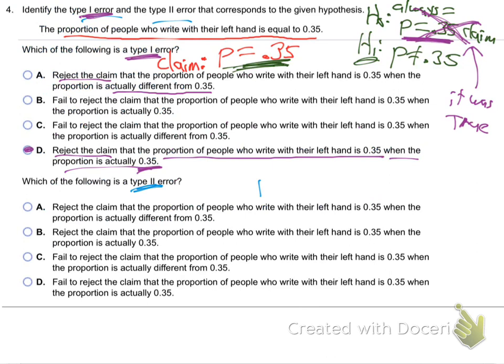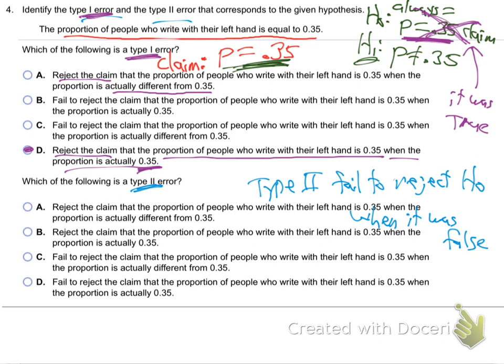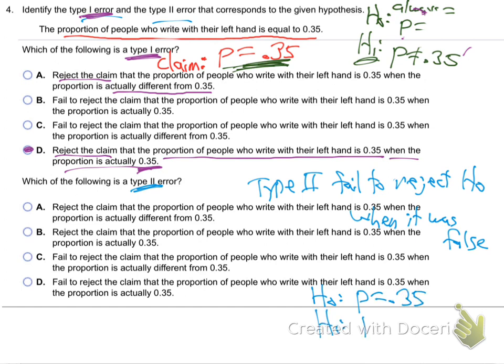So type 2: fail to reject the null when it was false. So in that case then, let me put this back the way it was. Well, here, I can just do it down here. We have the H0, P equals 0.35. The H1, P not equal to 0.35. So the null is always that first one. So we fail to reject it. Notice we keep it.